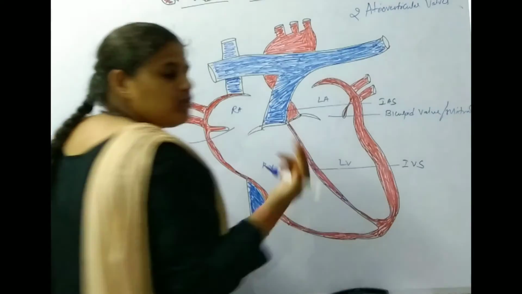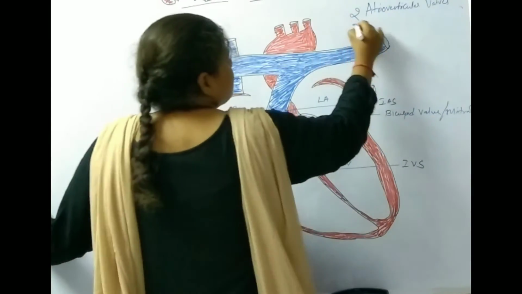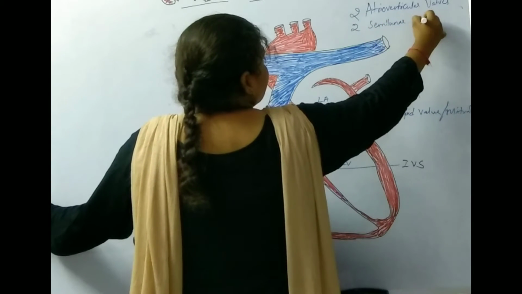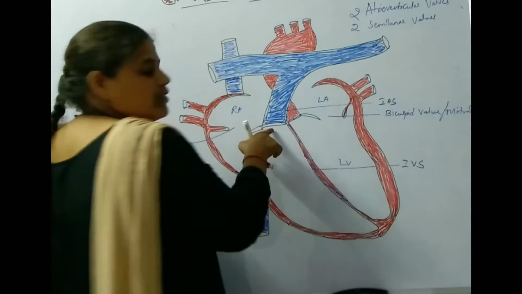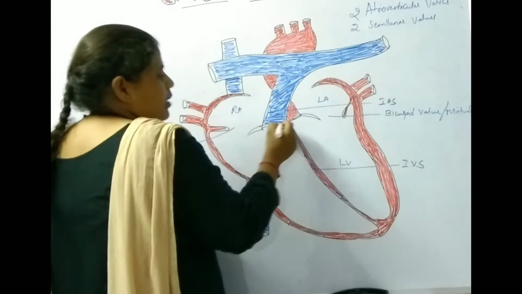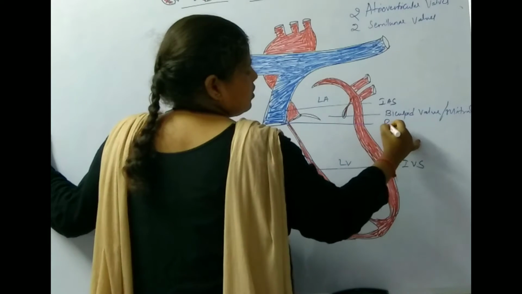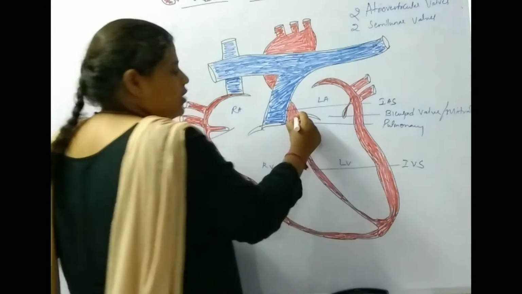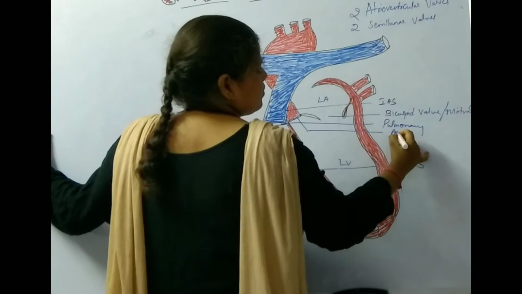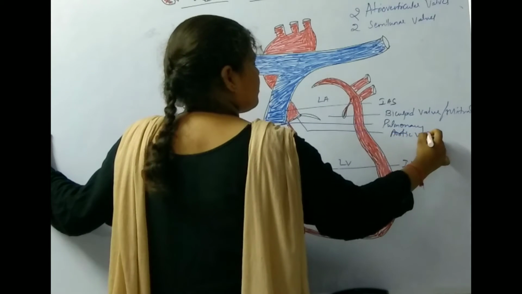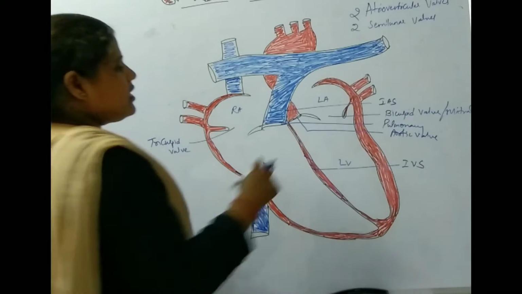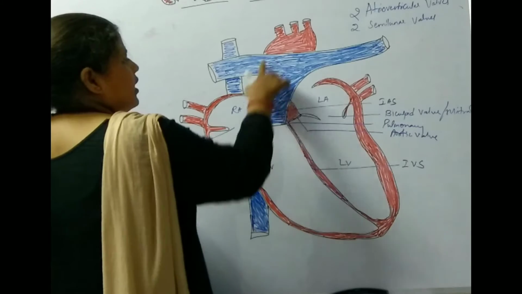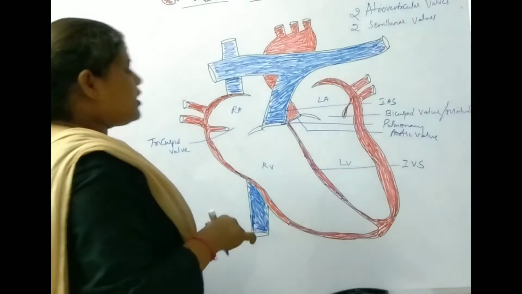We have another two valves, which are the semilunar valves. Here we have one semilunar valve, the pulmonary valve. And here we have the aortic valve. The red color indicates the oxygenated blood and the blue color indicates the deoxygenated blood.